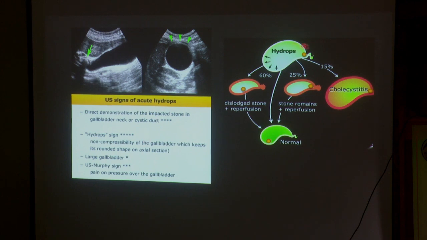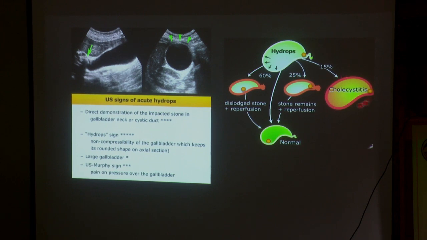In more than 60% of the cases, the stone which is obstructing the neck may get dislodged, and there may be some reperfusion edema of the wall due to some ischemia, and it reverts back to normal. In about 25% of the cases, the stone remains in the neck, but there is some space for the bile to pass, and there is perfusion of the wall, and it reverts back to normal.